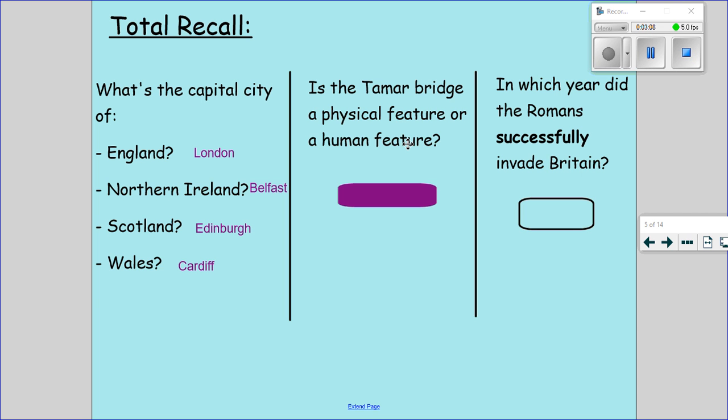Now, is the Tamar Bridge a physical feature or a human feature? It is a human feature because us humans, not me in particular, but humans built the bridge, okay? It's not something that is naturally there. And in which year did the Romans successfully invade Britain? Well, they successfully invaded Britain in AD 43.